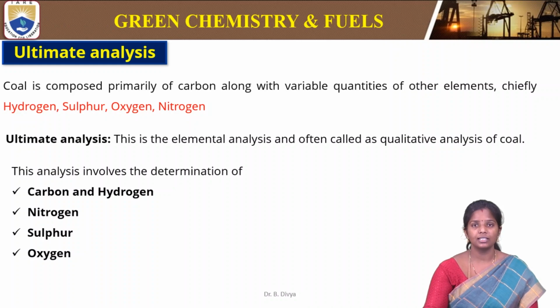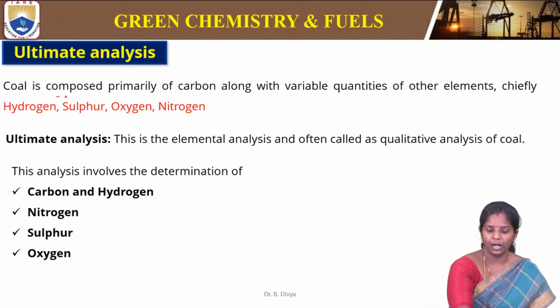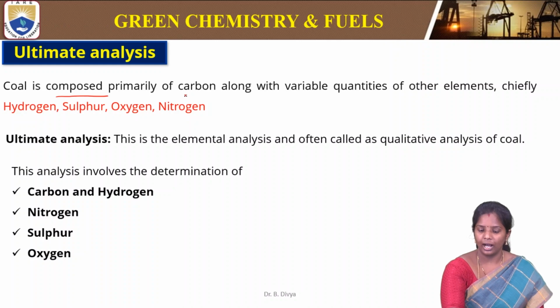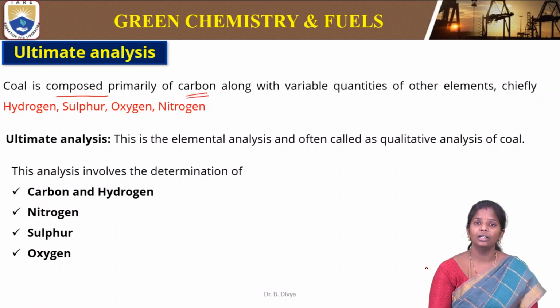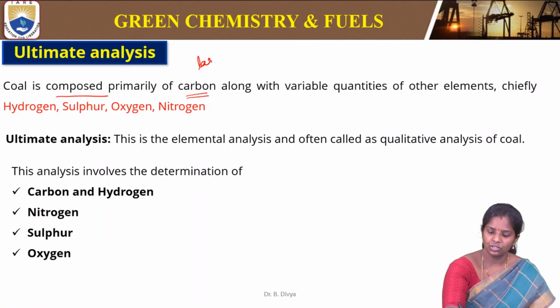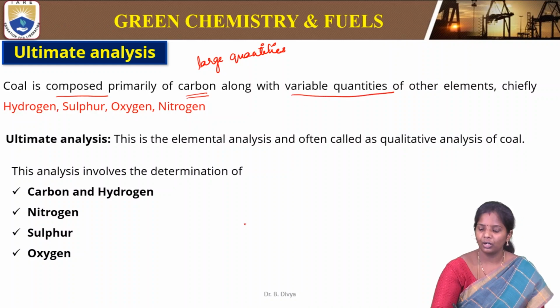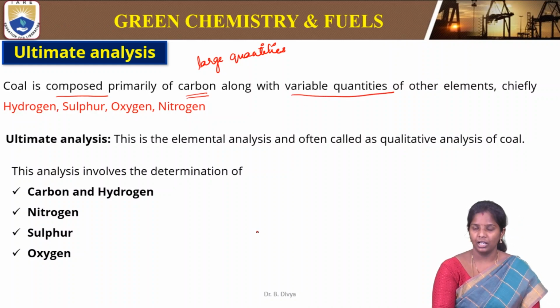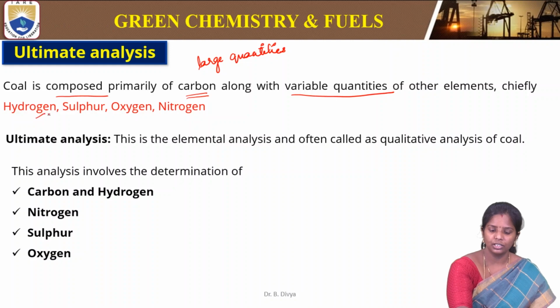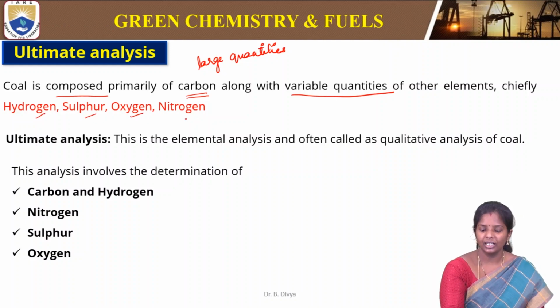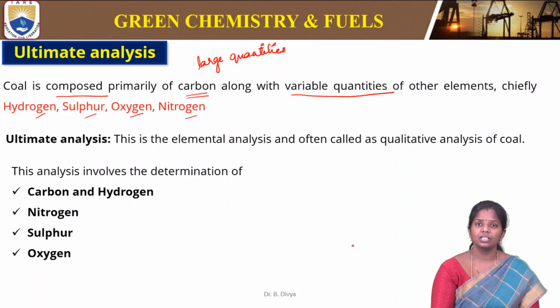So ultimate analysis. Here coal is composed primarily of carbon. Carbon is in large quantities, along with some variable quantities of other elements. So what are these elements? Hydrogen, sulfur, oxygen and nitrogen. Hydrogen, sulfur, oxygen and nitrogen are present in some amounts in all types of coals.